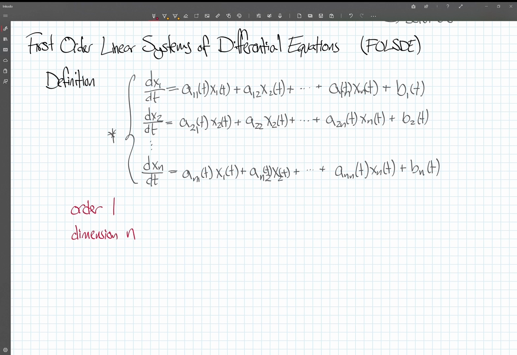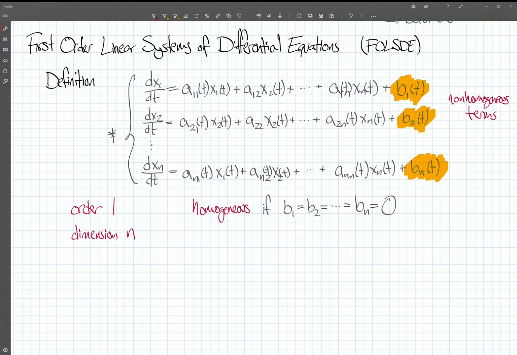Let's get some terminology here. We say that this system has order 1 because there's only one derivative involved in each equation, and we say that it has dimension n or size n because there are n equations and n unknowns. The b1 through bn are the non-homogeneous terms, and if b1 through bn are all 0, we call the equation homogeneous. What's a solution of such an equation? That just means you find functions x1 through xn that satisfy. Okay, so that's what a general FOLSDE looks like.